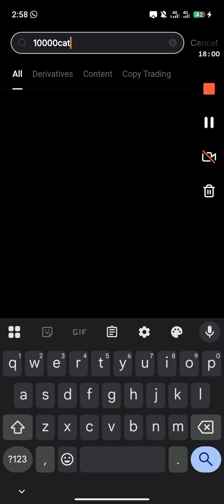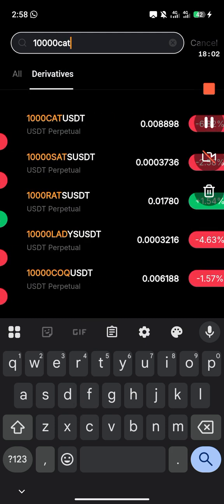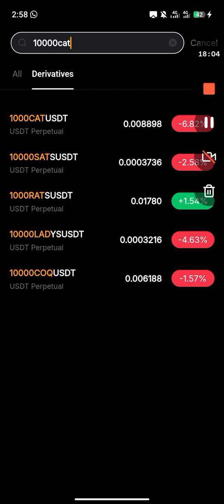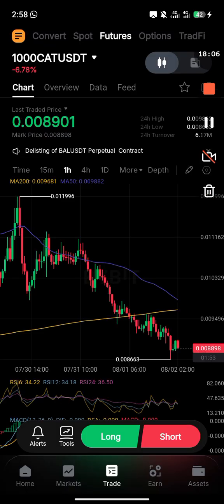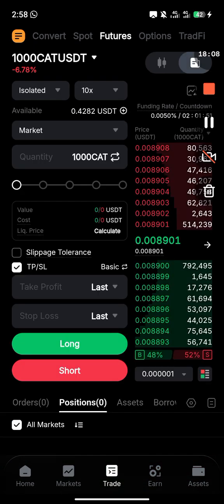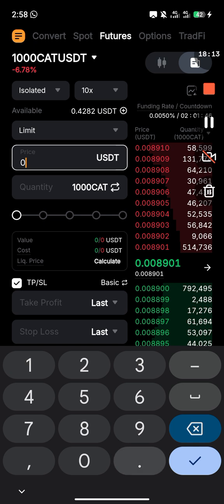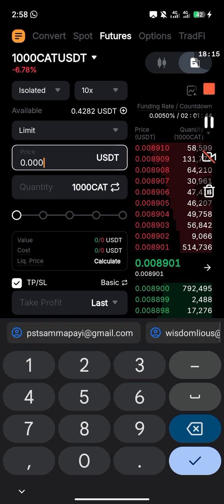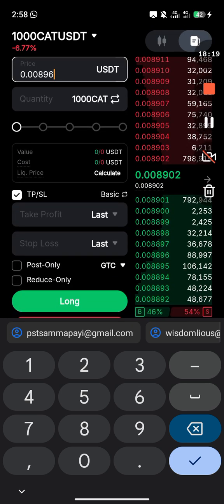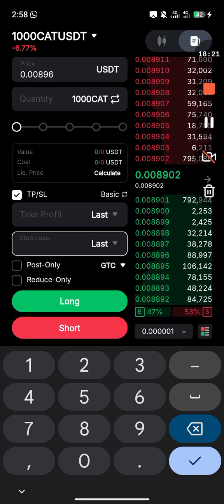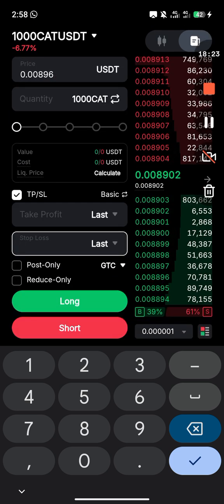You see, I want to click trade on derivatives. Click on it, USDT. All right, click on long, then you click on limits and put the price here. I want to buy at 0.0896, and then you set your take profit price and stop loss, and then you long. That's it. This is how you use your signals to trade.